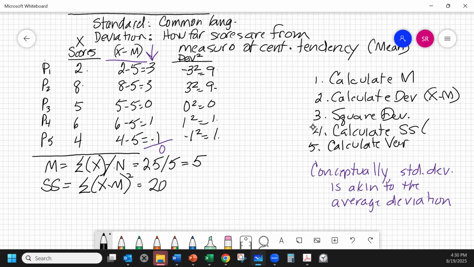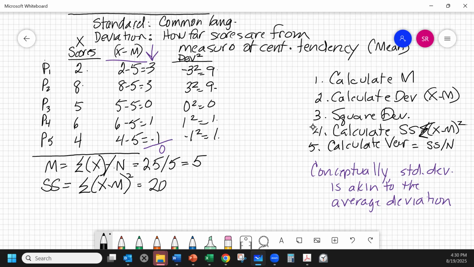I'll just write that formula here. It's the sum of all the (x minus M) squared. We calculate the variance, which is just SS divided by n.